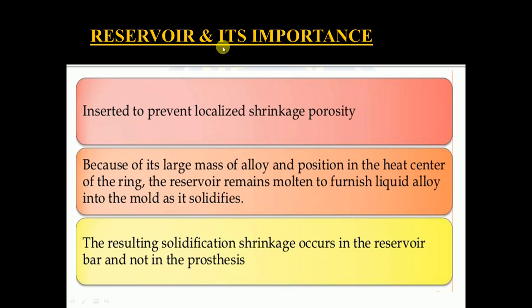So, the reservoir and its importance. It is inserted to prevent localized shrinkage porosity. Because of its large mass of alloy and its position in the heat center of the ring, the reservoir remains molten to furnish liquid alloy into the mold as it solidifies. So the resulting solidification shrinkage occurs in the reservoir bar and not in the prosthesis. Important point: it is the basic function of your reservoir.